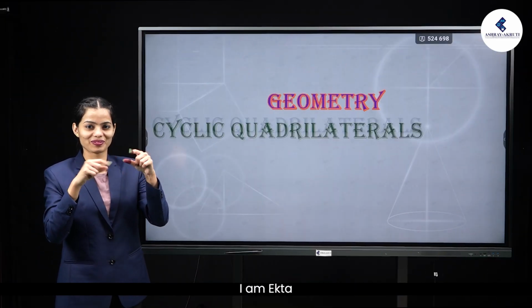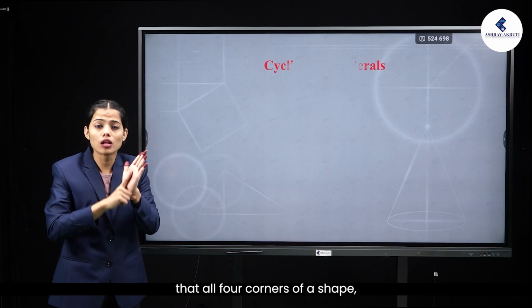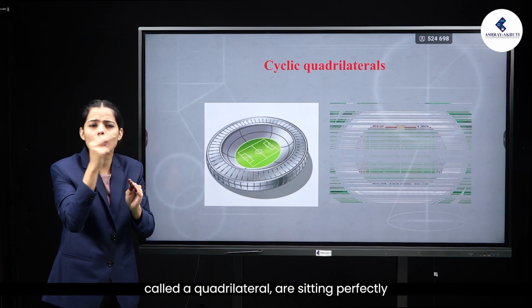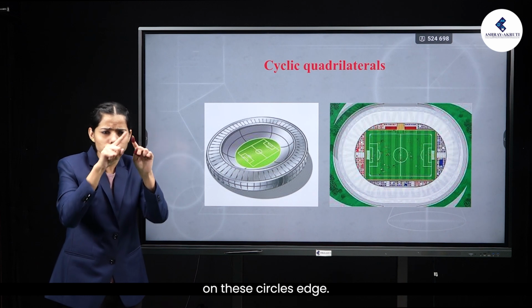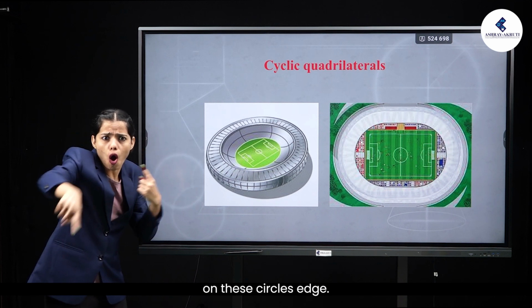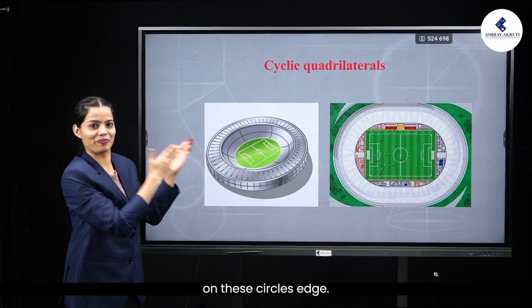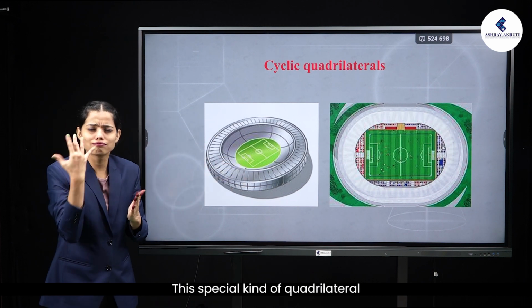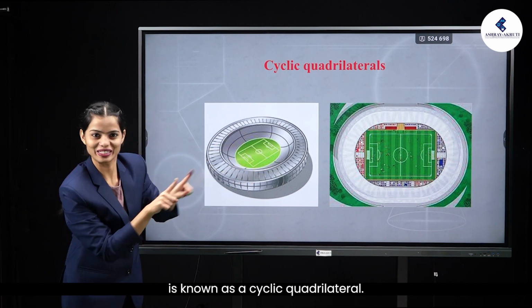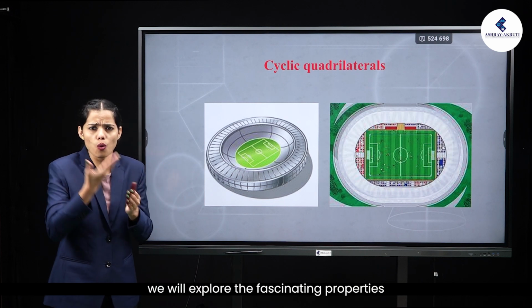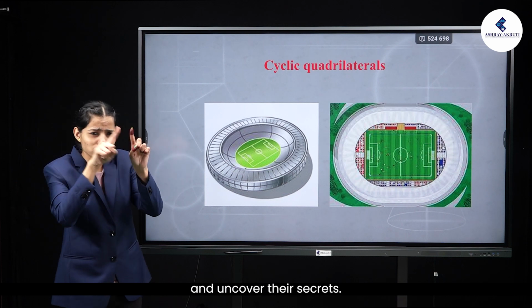Children, I am Ekta. Imagine looking at a circle and noticing that all four corners of a shape, called a quadrilateral, are sitting perfectly on the circle's edge. This special kind of quadrilateral is known as a cyclic quadrilateral. Today we will explore the fascinating properties of these quadrilaterals and uncover their secrets.